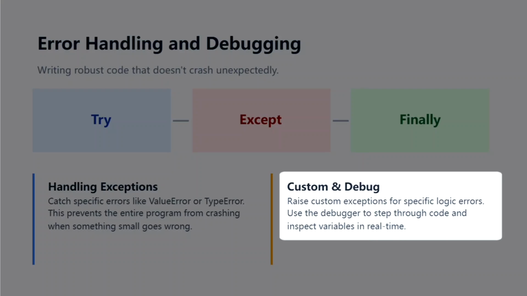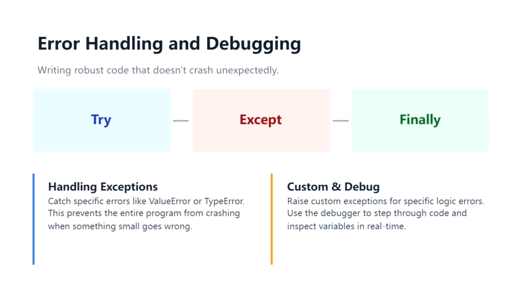Finally, we can raise our own custom exceptions for unique scenarios in our apps and use a debugger to step through code line by line when we need to see exactly where the logic diverges from our expectations. Before we move on to the next checkpoint, I want us to think about a philosophical trade-off in software design.